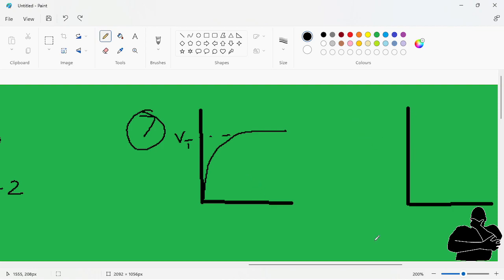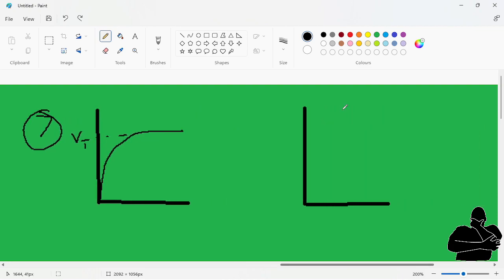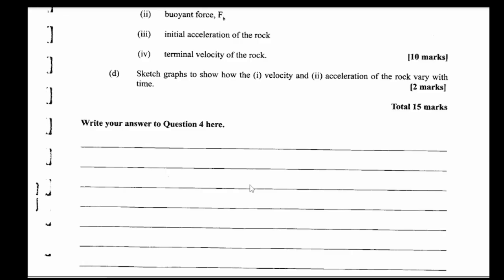Now we move over to acceleration. The acceleration would be greatest at the beginning, and then it would decrease until it eventually reaches 0. So that would look like this. My curves are probably not the best crafted curves out there, but you get the idea. And with that, we have come to the end of the question.